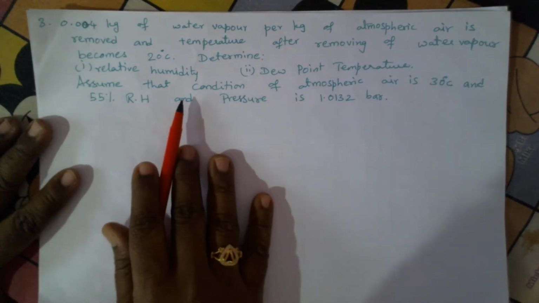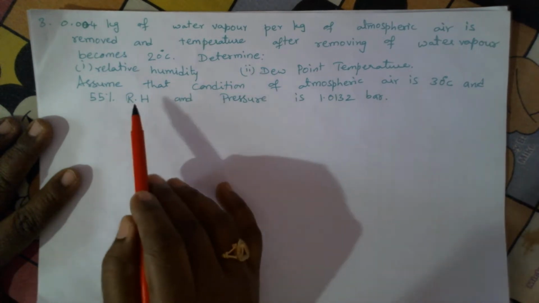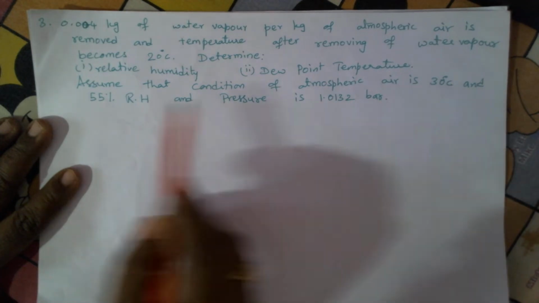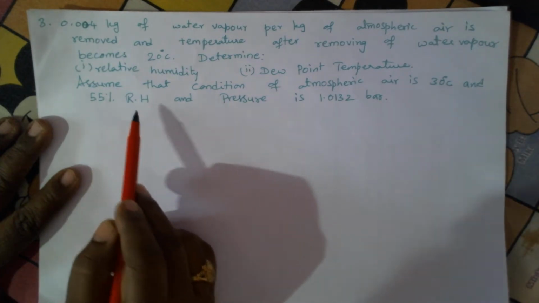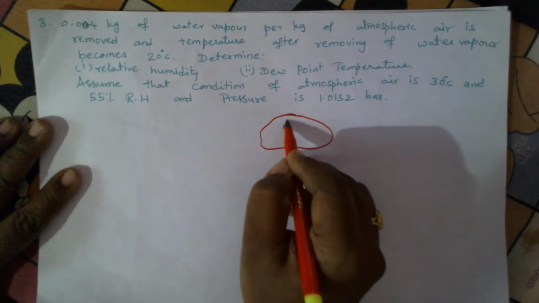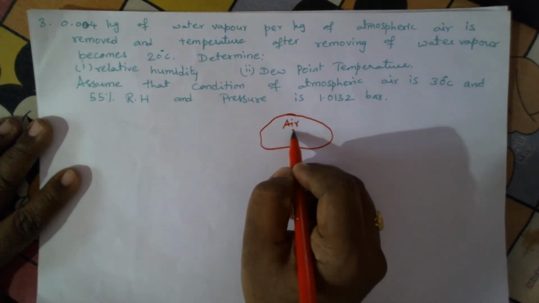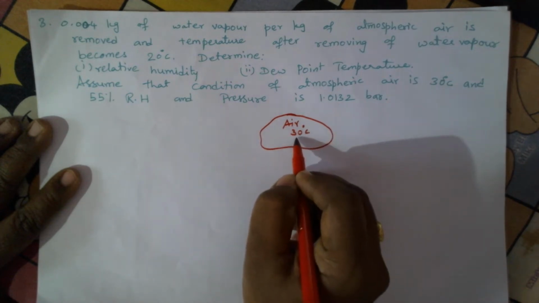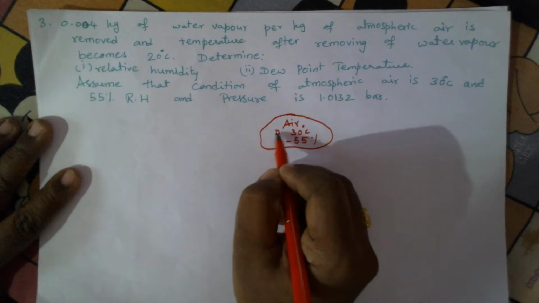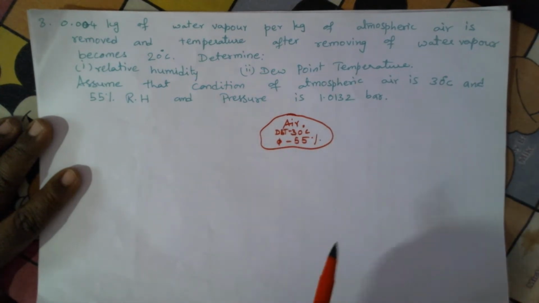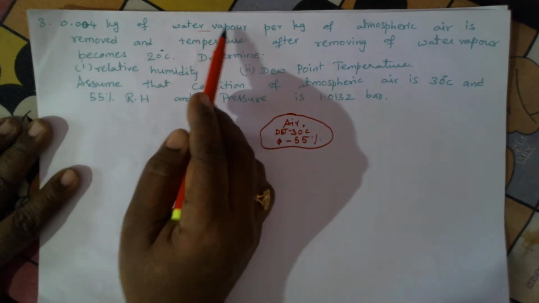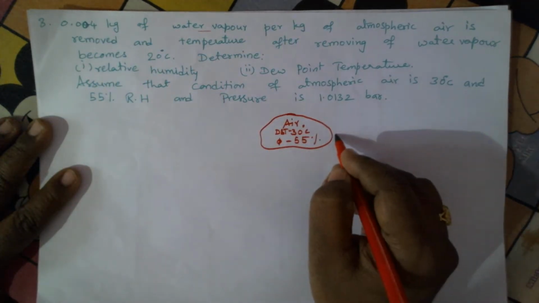So what is the problem statement? It is saying that initially the condition of the atmospheric air is 30 degrees centigrade and 55% relative humidity. Okay, so initially let us take a sample of air whose temperature is 30 degrees centigrade and relative humidity is 55%. DBT is 30 degrees centigrade. Now 0.004 kg of water vapor is removed from this air.